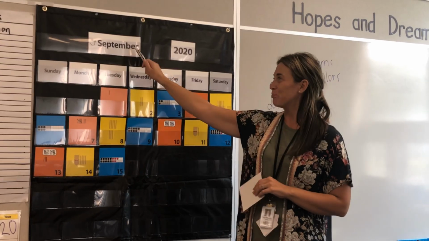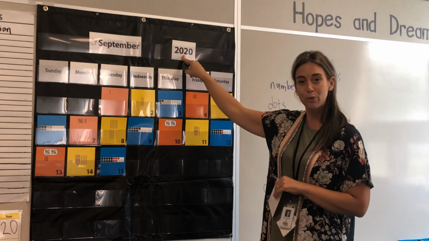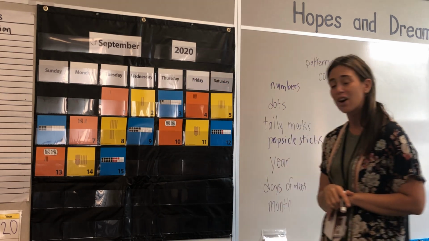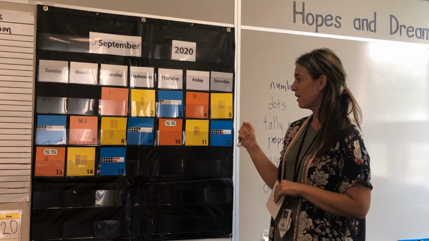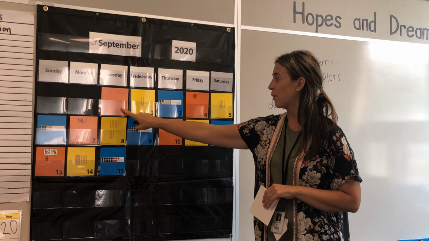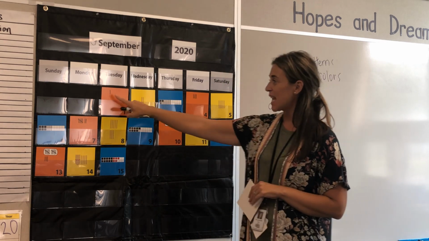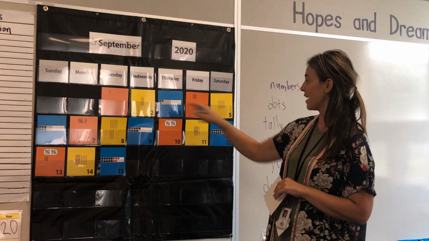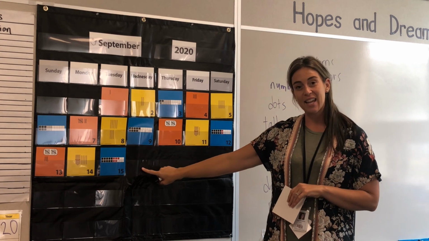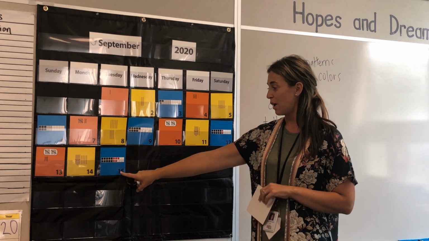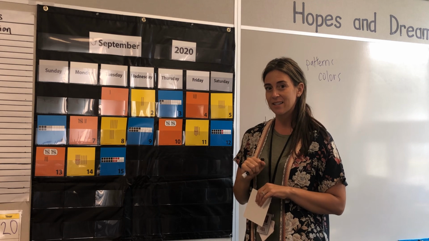So we have talked about how this month is September and it's 2020. And you noticed all sorts of things about our calendar. You noticed that there were patterns, there were color patterns, orange, yellow, blue, orange, yellow, blue, and there were patterns with tally marks, popsicle sticks, and double tens frames. So today, we're going to add another day to the calendar. Yesterday was September 15th. I wonder what today is.